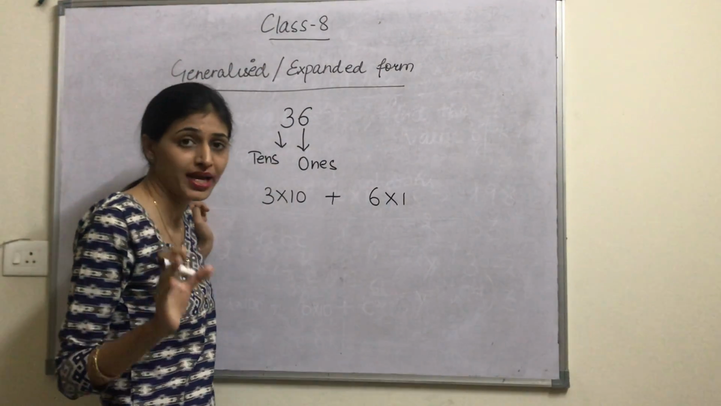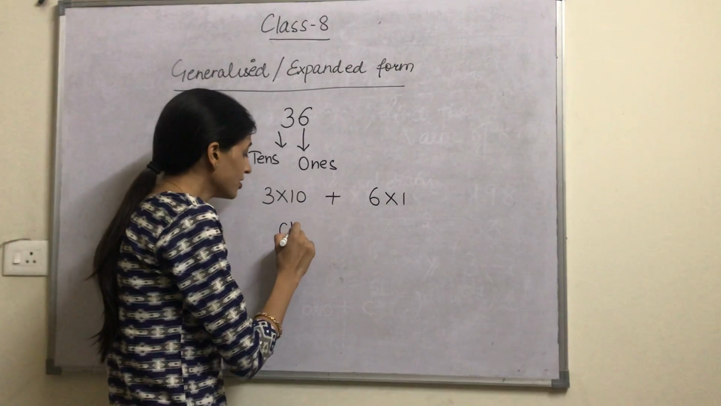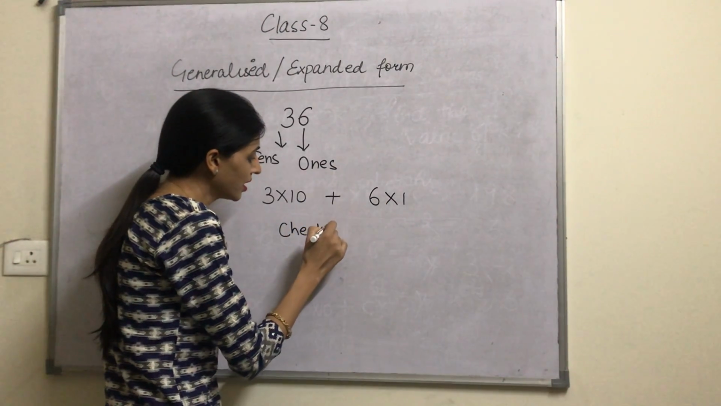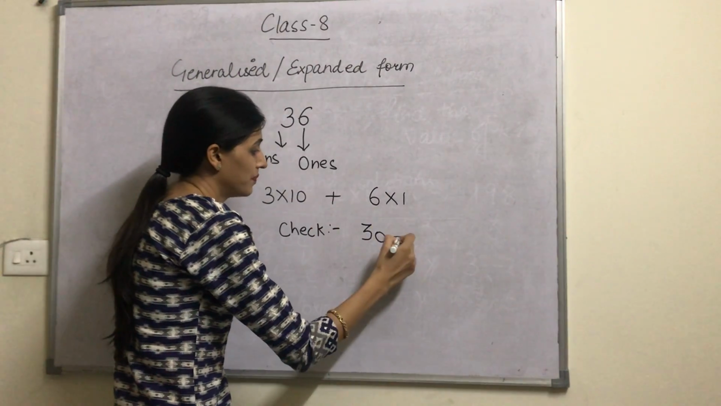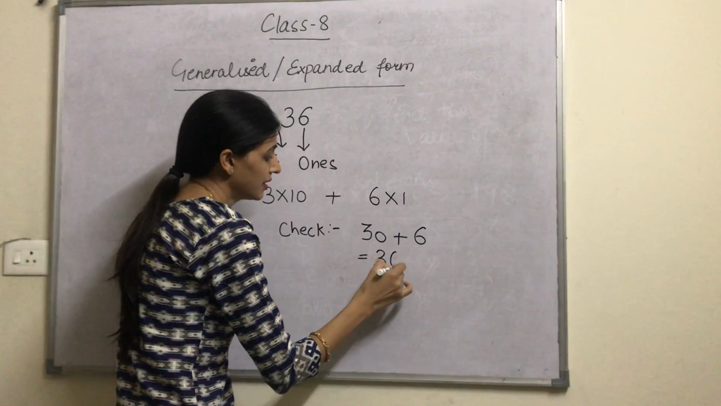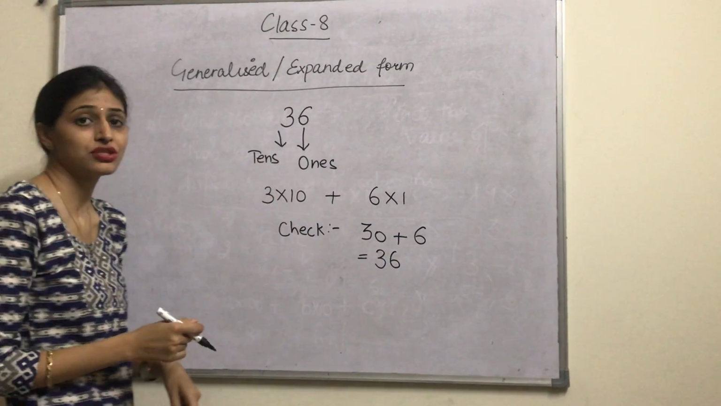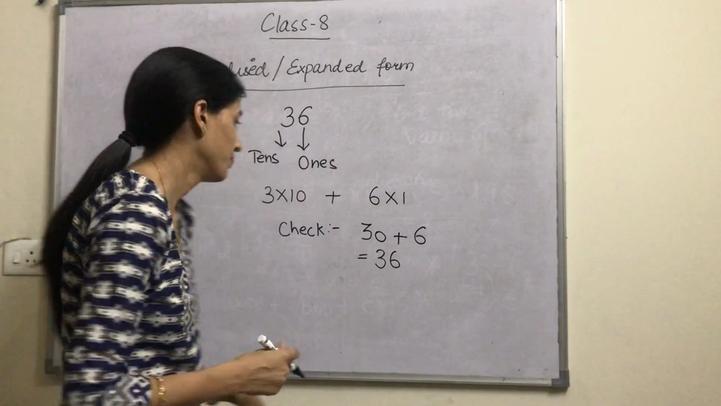If you need to check whether you have done it correctly or not, then you can check also. How you have to check? 3 tens are 30 plus 6 ones are 6. 30 plus 6, 36. The number which is already given to you. So in this way you can check also.